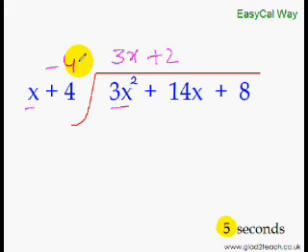Well, if you ask me the remainder, I'll tell you the remainder as well. The remainder would be minus 4 times 2 is minus 8. Minus 8 plus 8 will be 0. So the remainder is 0. Isn't that easy?